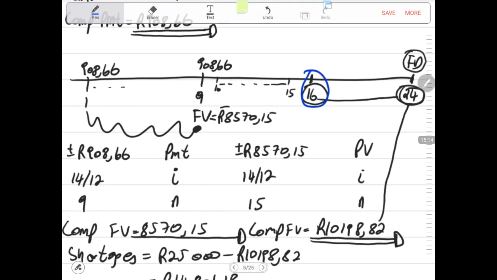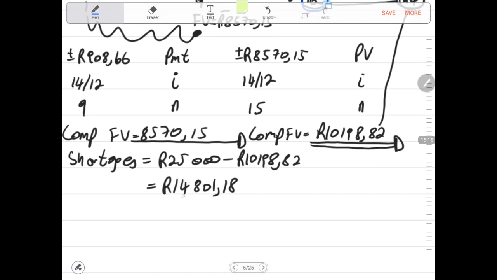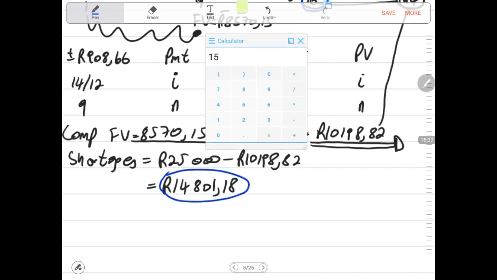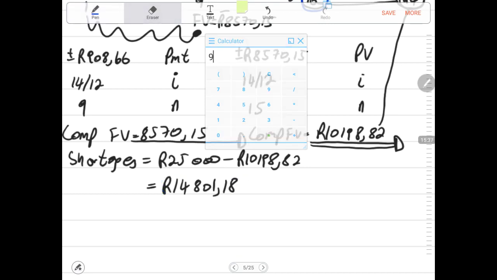Why? Because we still need to raise the balance of 14,801.18 because of the missed payments. So now how much must we pay monthly from month number 16 to month number 24? That means we have to say 24 minus 15. Therefore, for the remainder of the 9 months, that will be 16 up to 24. So in other words, this is what we need in the future in order for us to have a total of 25,000 as we wish to have.